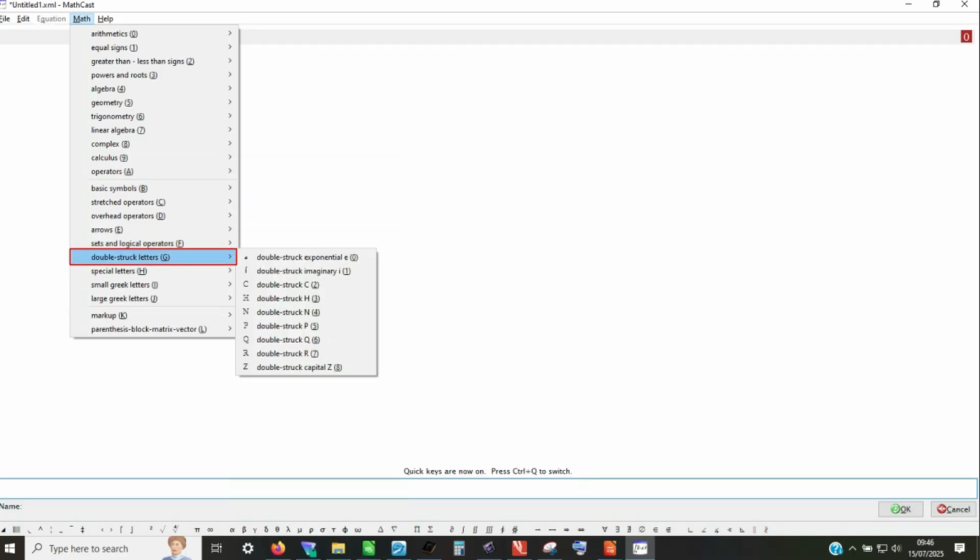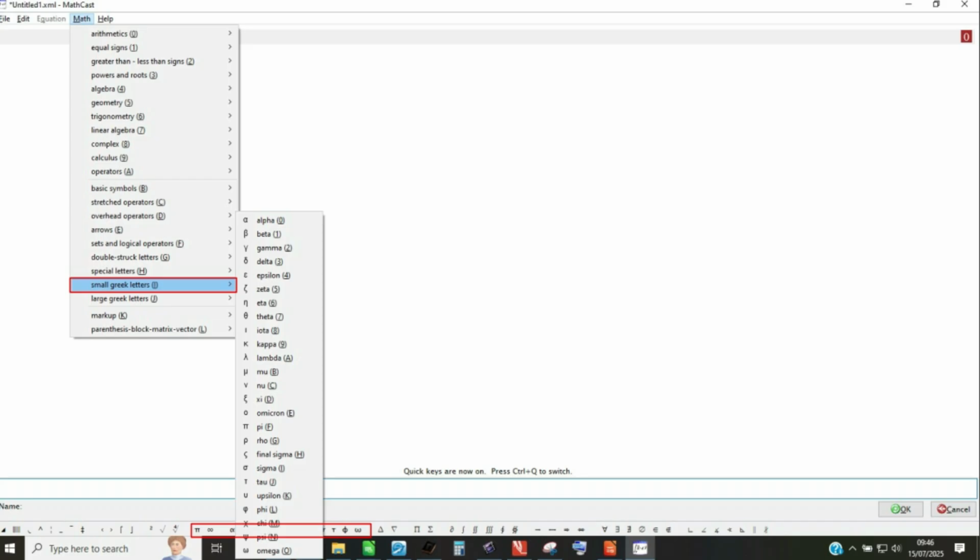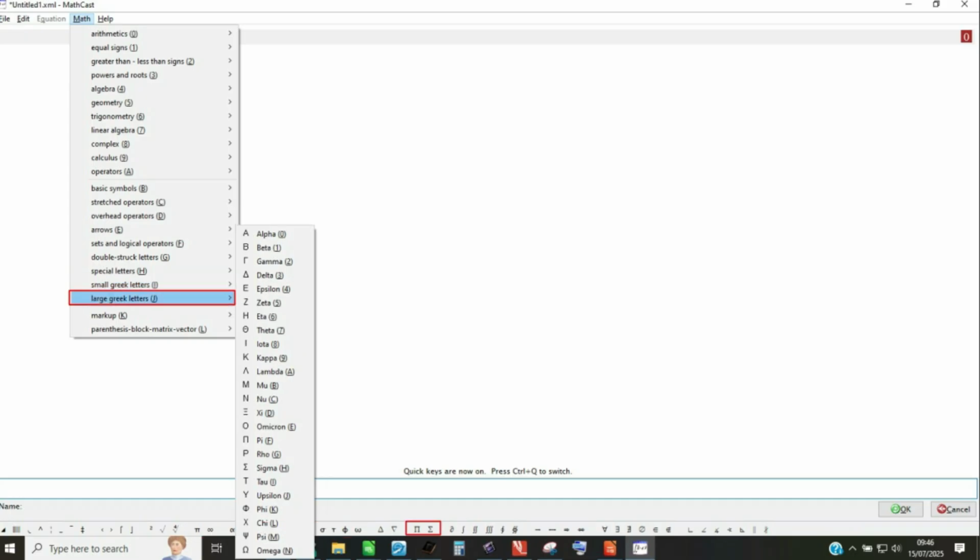Then you've got double-struck letters as well, so you've got double-struck H, C, N, P, Q. Then you've got special letters like infinity, Planck's constant, h bar, the quantization of Planck's constant, degrees Celsius, degrees Fahrenheit, Kelvin, etc. Loads of special ones there. Small Greek letters: alpha, beta, gamma, delta. Again, the most common ones are highlighted on the command line. Then you've got the large Greek letters. Again, you've got the pi and the sigma there, but these are great, really handy for typing in.